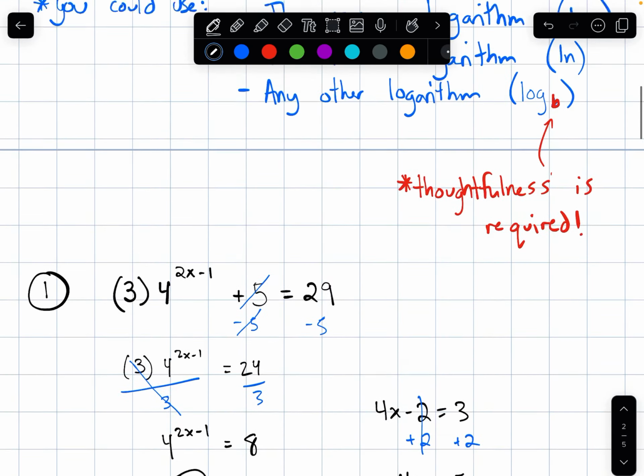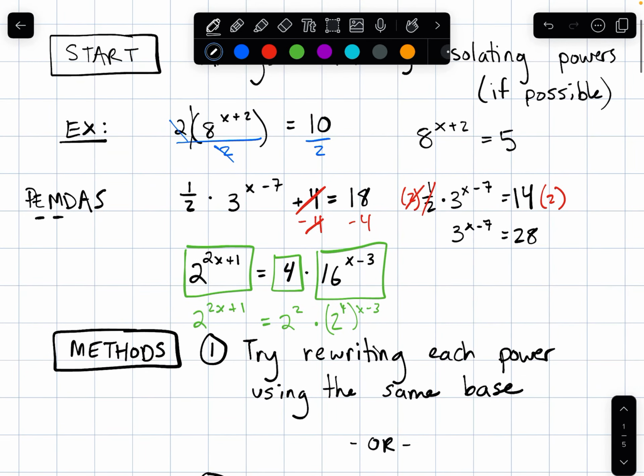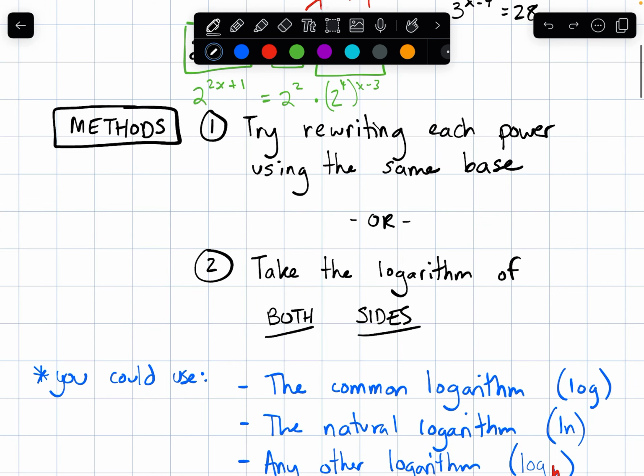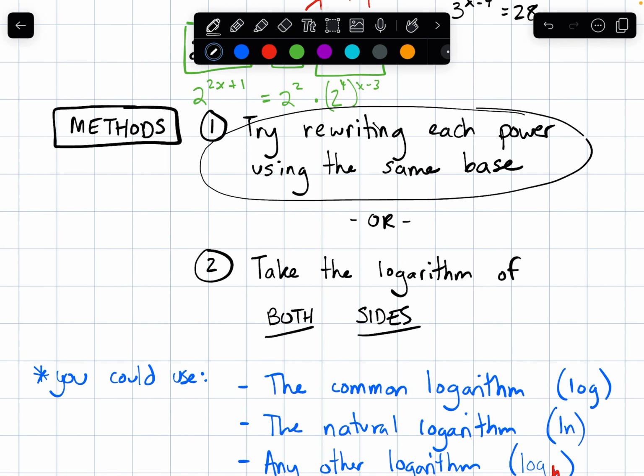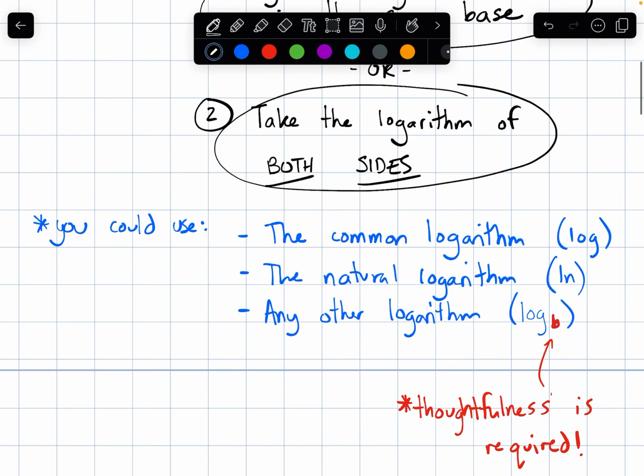To recap, the main idea here is that once you get the power isolated, all by itself, you can try to rewrite each power using the same base. That's your first method. If that doesn't work, then you're going to take the log of both sides. When you take the log of both sides, you get your choice of common, natural, or a base that's most convenient to you. From there, it's just a matter of simplifying. If you do have to use method number 2 here, this is going to be a calculator problem. So if I ask you a problem where you have to use the logarithms, you're going to have to use your calculator for that. So make sure you know how to use your calculator as well.